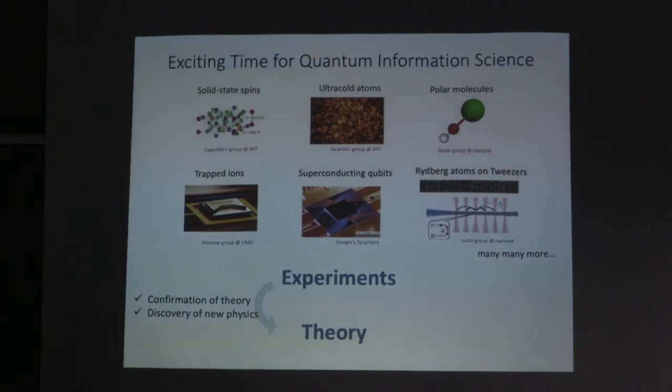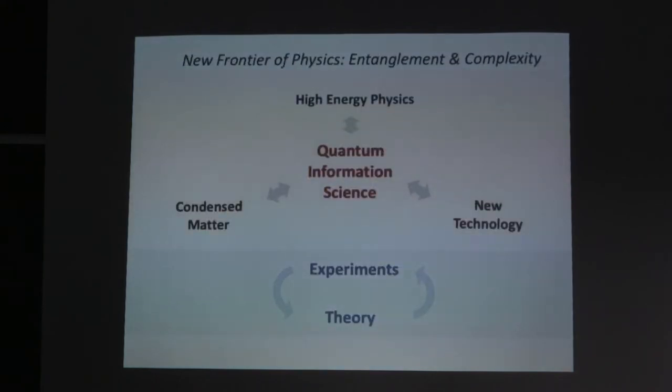At the same time, this new knowledge in theory has been fed back to the experiment in the form of new theoretical proposals for the experiment or new theory models. And the cycle between theory and experiment is accelerating ever faster, producing a new field. So my new diagram looks like this, where the new frontier of physics, quantum information science, is interfacing basic science, such as high energy and condensed matter, as well as new technology, and they are rooted in the rapid cycle between theory and experiment. And my research in the past and current, and probably in the future, are basically the links on those diagrams.